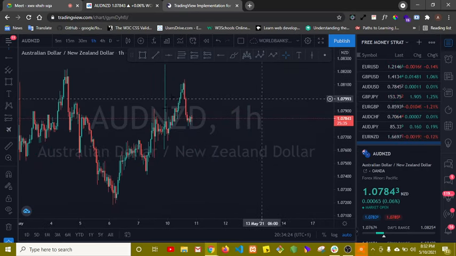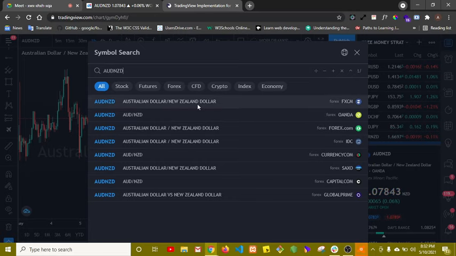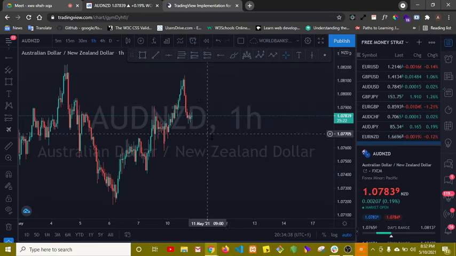Hey, what's this spike? I don't like this broker. There's no spike on the MT4. AUD NZD. Let's use FXCM. Aha, this is what I want. This is what I'm looking for.